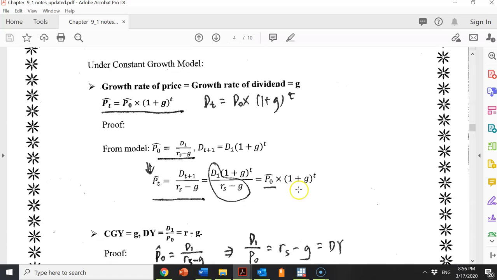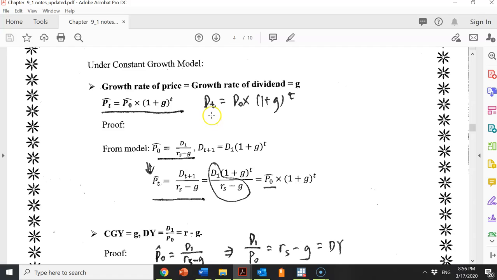Some other information we know from the constant growth model. Here are 2 important conclusions concerning this constant growth model. You better remember them, memorize them, but I'll show you the derivation process here too. The first thing we need to know is that we assume the growth rate of dividend is g under the constant growth model. However, the growth rate of price should also be g.